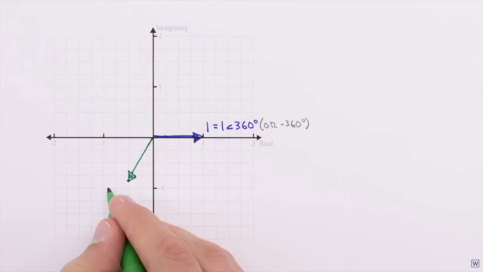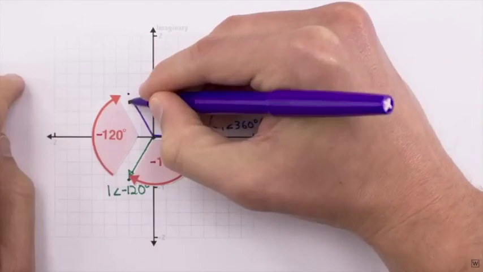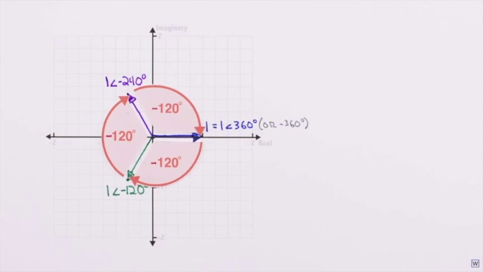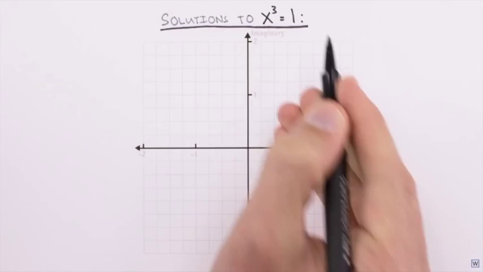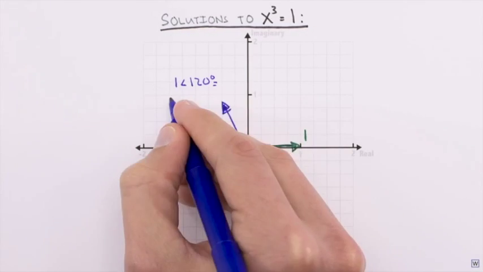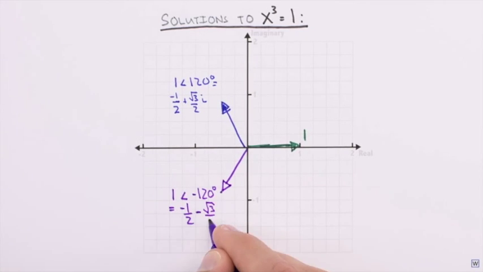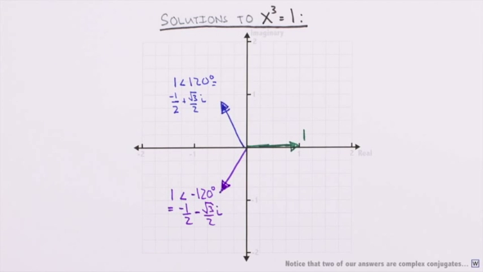But wait a moment, we have only found 2 results and we must find 3. We can find our missing answer by going all the way around the circle. If we start at minus 120 degrees and multiply our number together 3 times, we also get the real number 1. So our missing answer is negative 1/2 minus root 3 over 2 i. So now we have found all the answers to our problem.